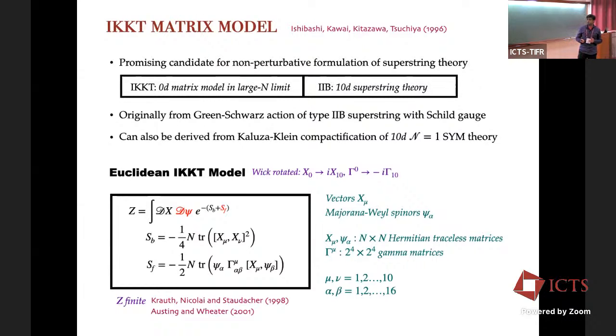For our interest, we'll focus on the Euclidean version of the IKKT matrix model, which can be obtained by Wick rotation from the Lorentzian version. The partition function and the action are given by these equations, where the bosonic field matrices X mu transform as vectors, and the fermionic field matrices psi alpha transform as Majorana-Weyl spinors. These matrices are taken in the Hermitian traceless basis. The gamma matrices, under the Weyl constraint, are 16 by 16 matrices, and we haven't mentioned the charge conjugation since it's an identity operator in this particular constraint. It was shown that the partition function of the Euclidean IKKT model is well defined and finite.